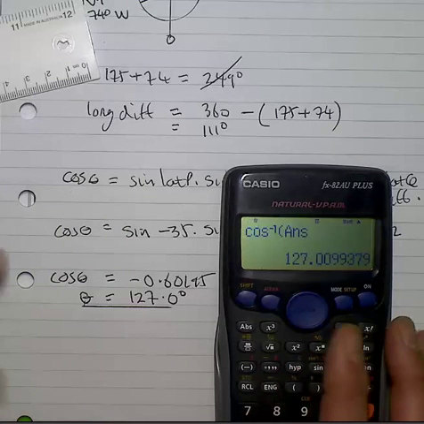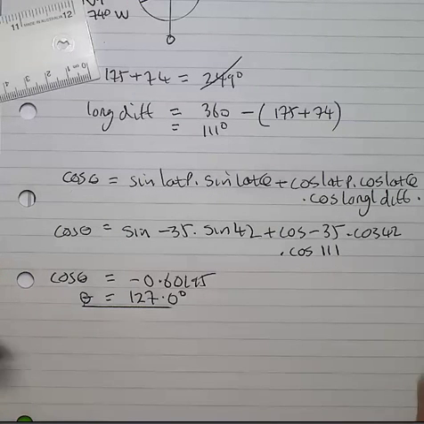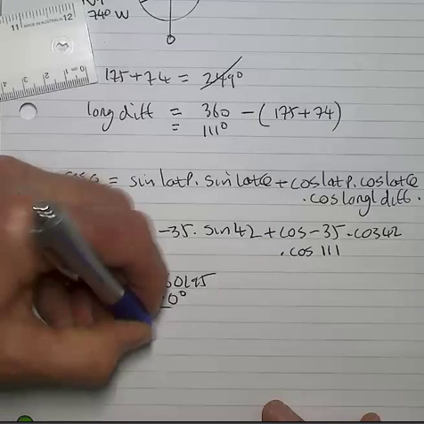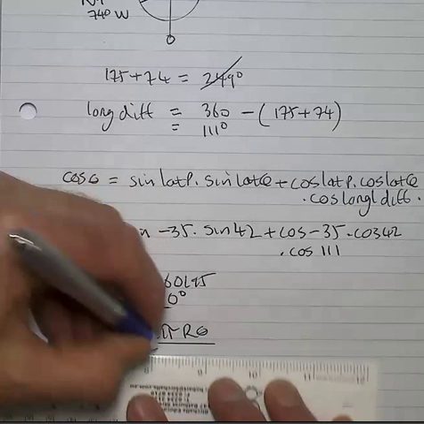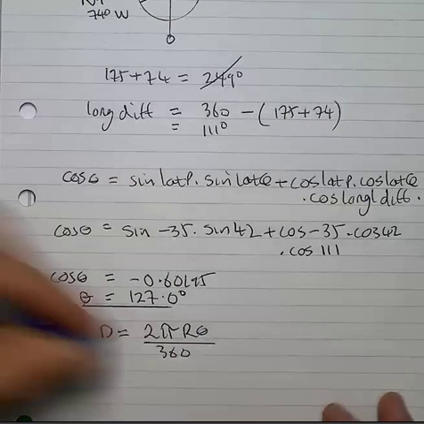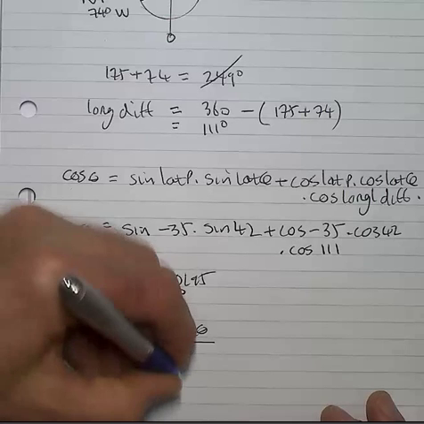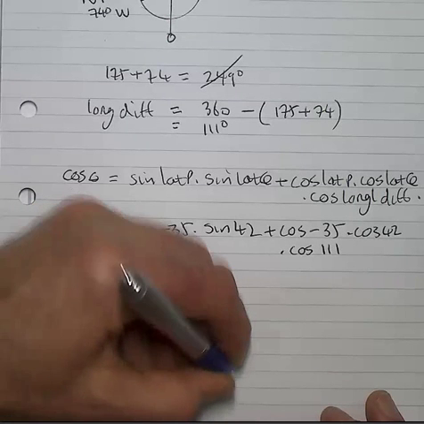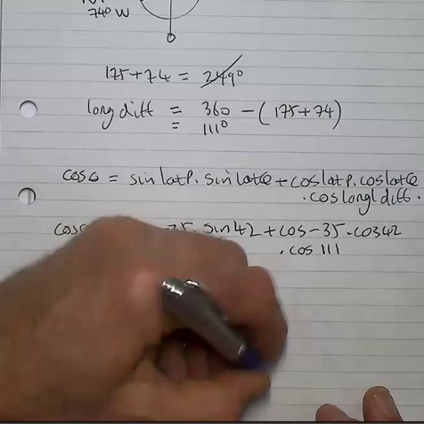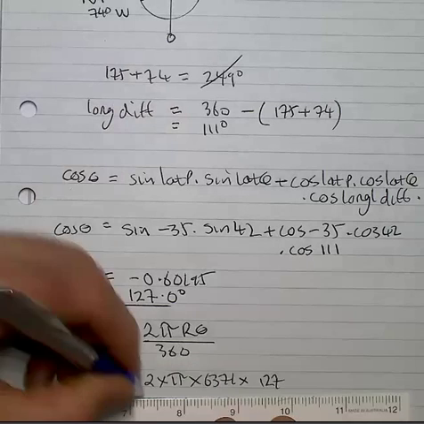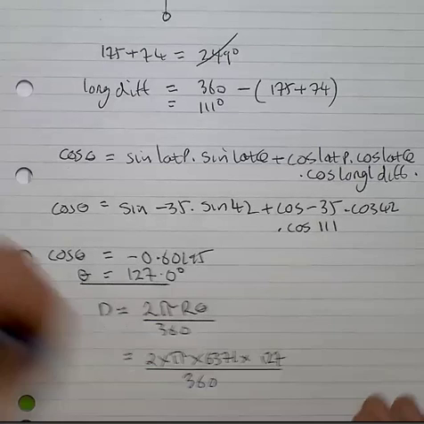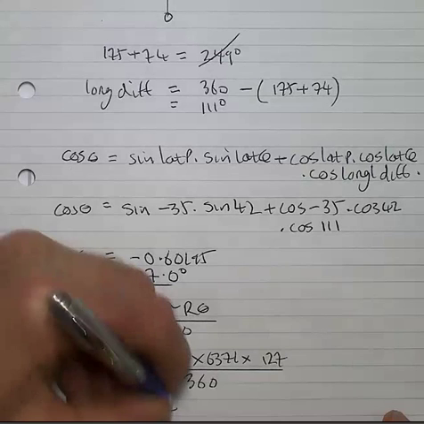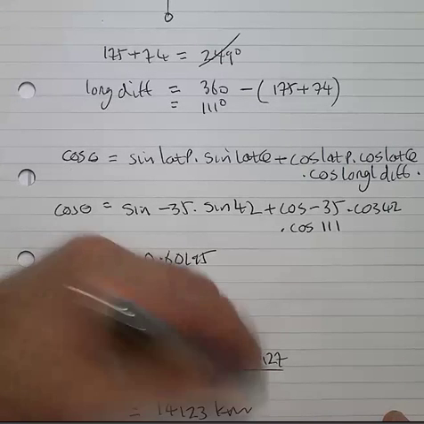Because that's the angle subtended at the centre of the planet, I can put that into d is equal to 2 pi r theta on 360, and the theta is 127. And I end up with 14,123 kilometers.